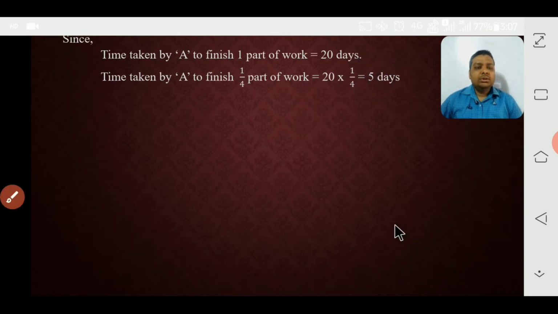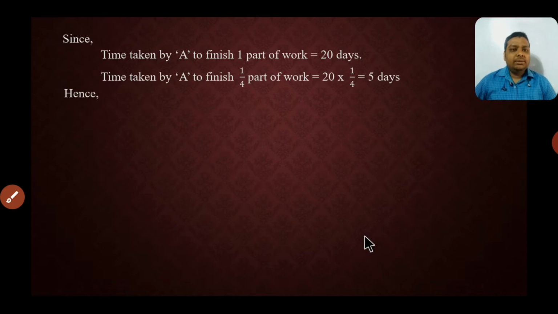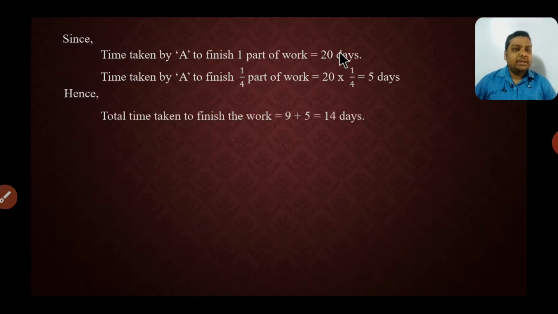So the total time taken: B alone worked 9 days, already given, and A took 5 days. So 9 plus 5 is 14 days. The total time taken to finish this work is 14 days. Okay, students, I hope you all have understood. Let's solve another question.